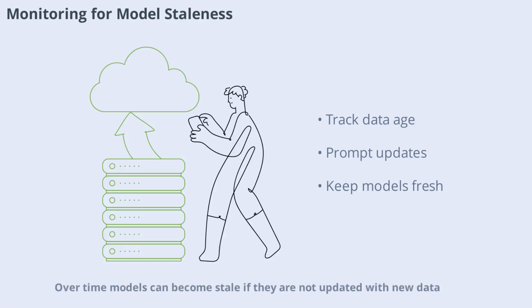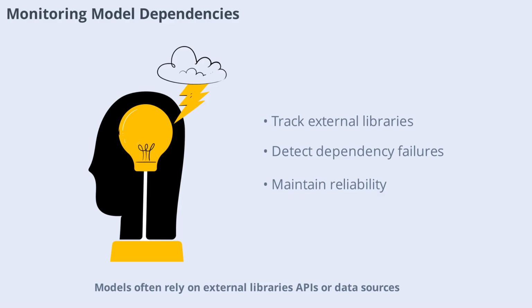Over time, models can become stale if they are not updated with new data. Stale models may lose relevance and accuracy. Monitoring for staleness involves tracking the age of training data and model versions, prompting updates when necessary to keep models fresh and effective.